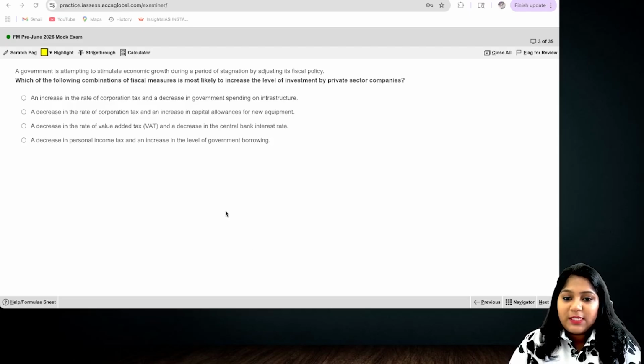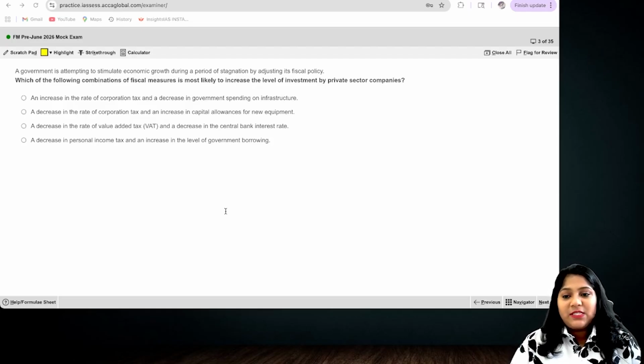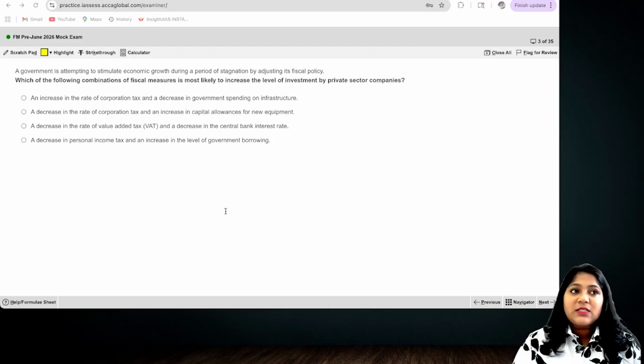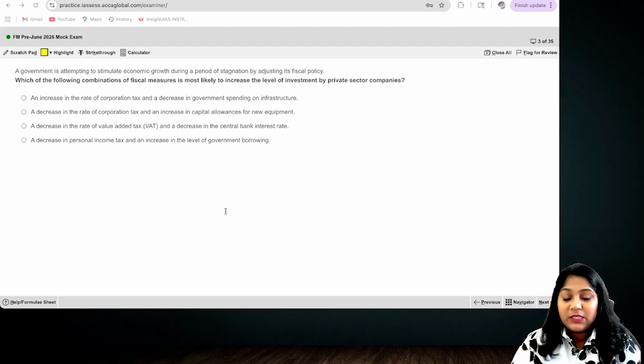And the fourth one is a decrease in personal income tax and an increase in the level of government borrowing. See, a decrease in personal income tax or VAT may boost the customer spending, but this will not directly address the requirement of increasing investment level by private sector companies. Yes, you reduce income tax, that doesn't mean all of them will go ahead and only invest in the private sector companies. But if you look at the second point, what is it saying?